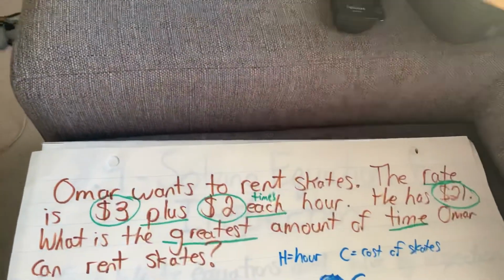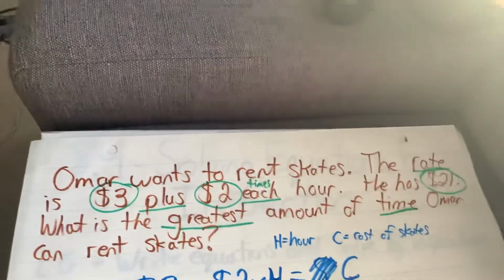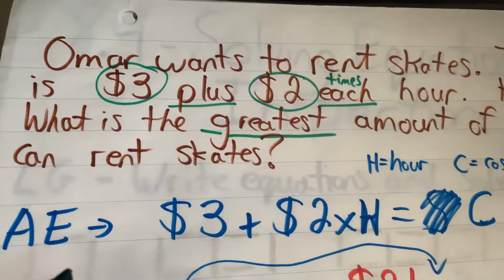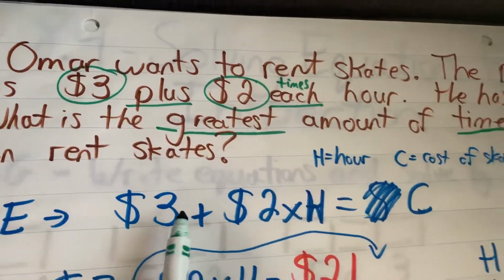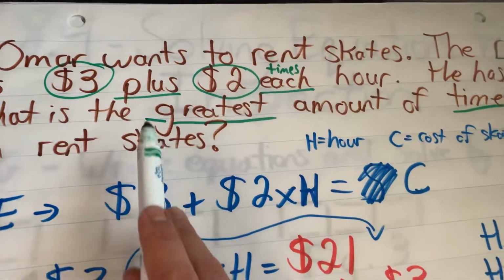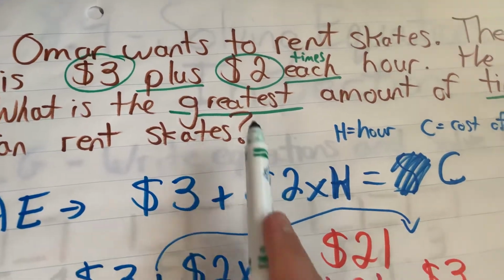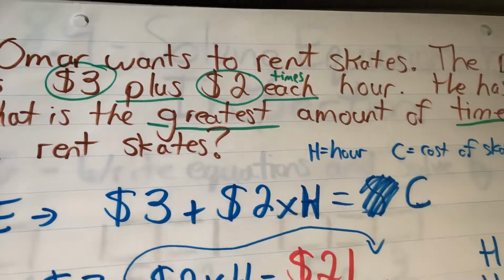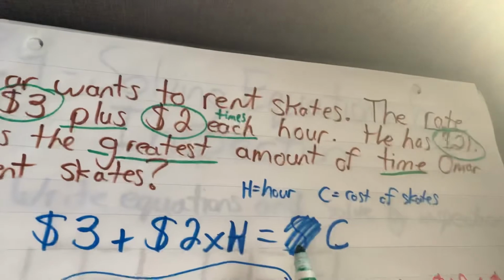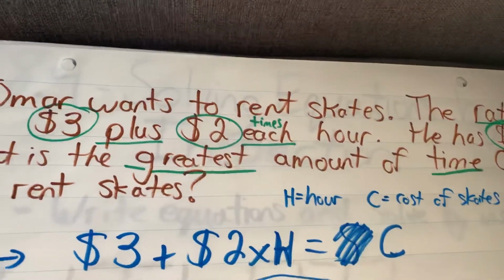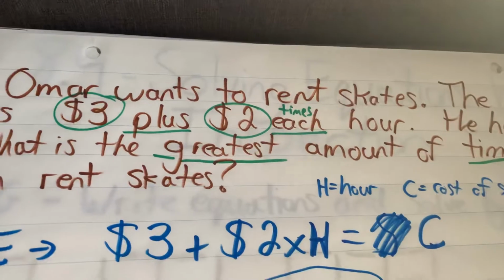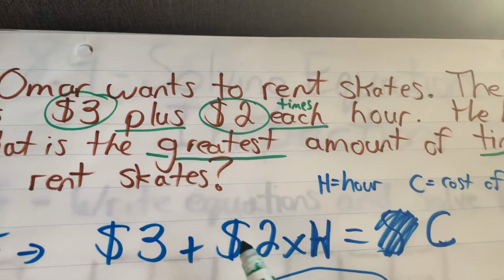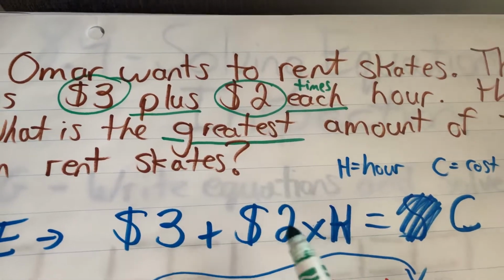So what is the sentence that's going to help me solve this word problem? So here's what I have here. AE. AE just means algebraic expression. So I know that $3 plus $2 times H. H is for hour. Equals C. Equals the cost of the skates. All right? That's what I know. That to rent the skates, the cost, I got to do all this. I got to take $3 plus $2 times H.